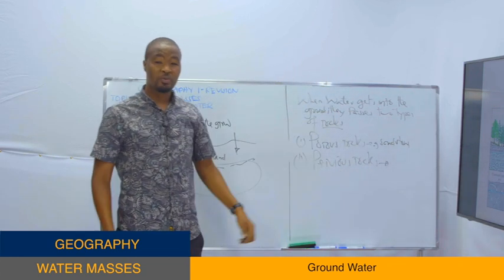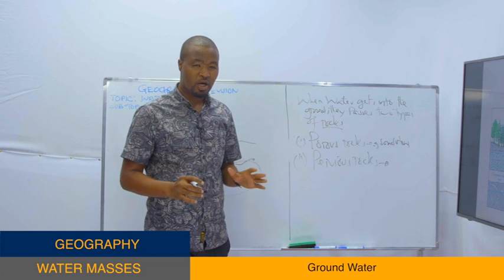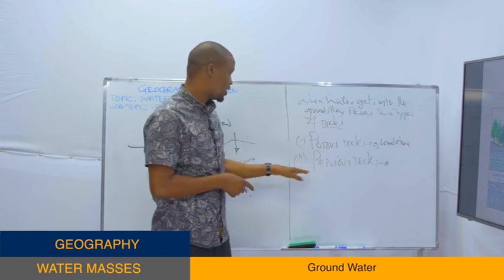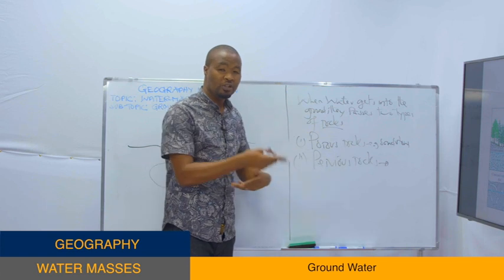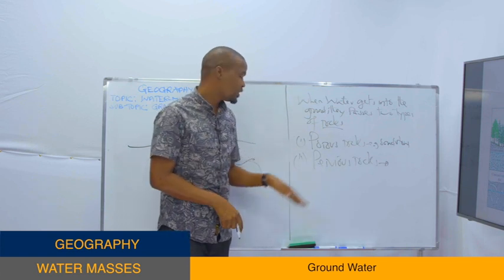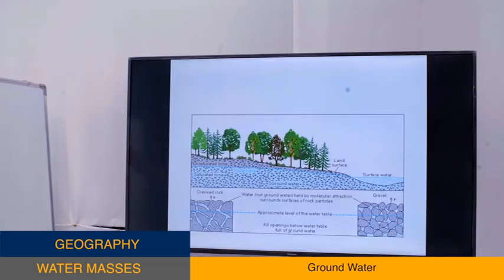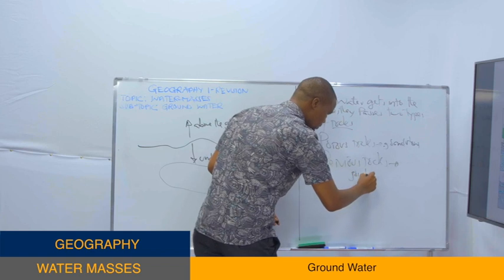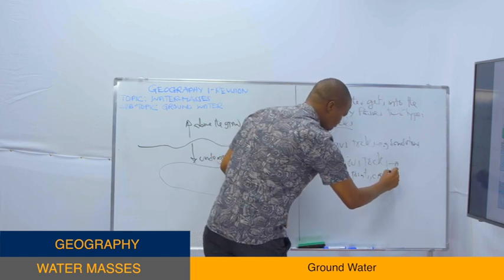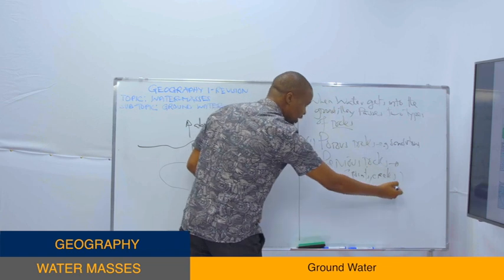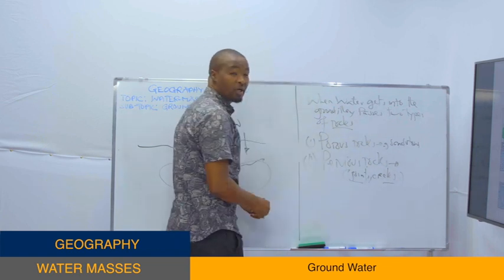It means these are the rocks made up of cracks or joints. So right now water will use the cracks or joints found in these rocks to enter into the ground. Then we say we have the porous rocks as well as the pervious rocks. Pervious rocks are the rocks made up of what? Of joints or cracks. So in this type of rock, water uses either cracks or joints to enter the ground. Are we together?